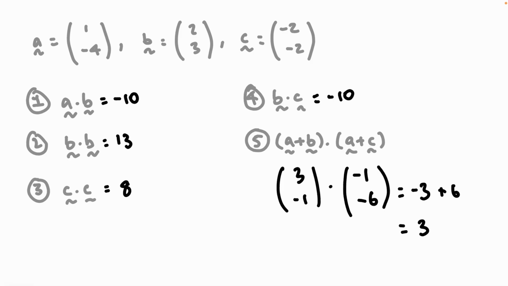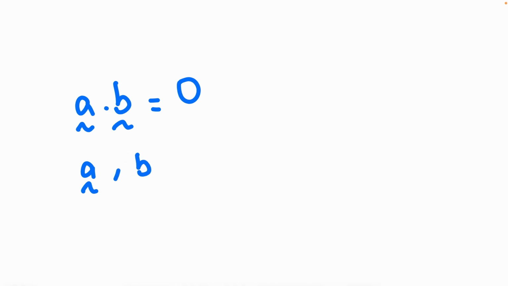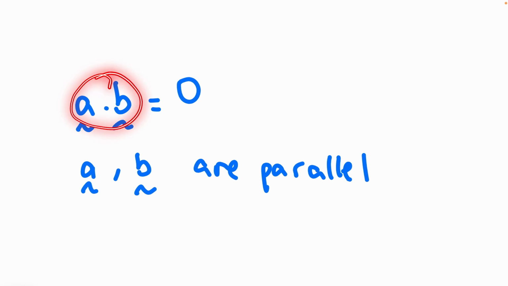And really quickly before I move on, what does this actually tell you? Well, these numbers here don't really have much of a significance, but there is one number in particular that has quite a lot of significance. And that's when the dot product between two vectors is equal to 0. What this means is that vectors A and B are parallel to each other. So if we ever get a situation where the dot product between two vectors equals 0, we can show that they're parallel. And what is the reason for this?